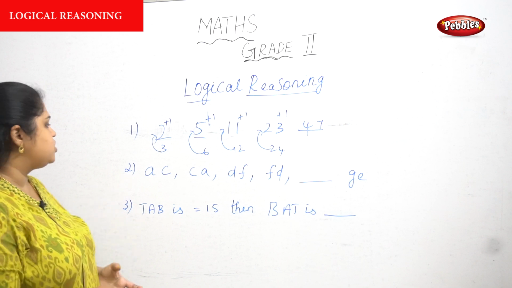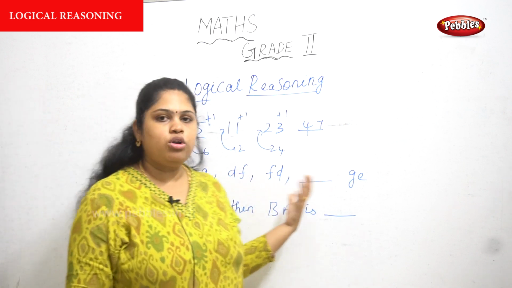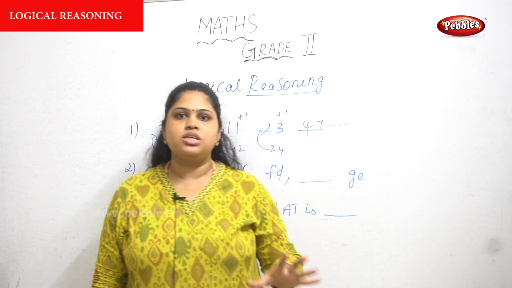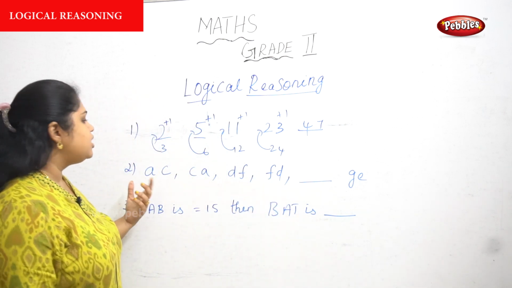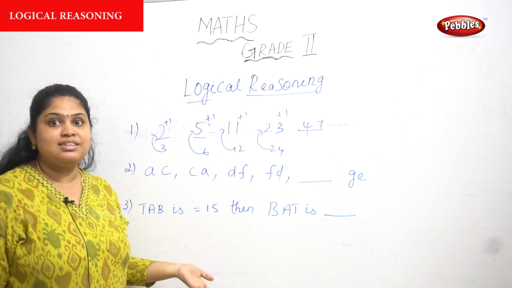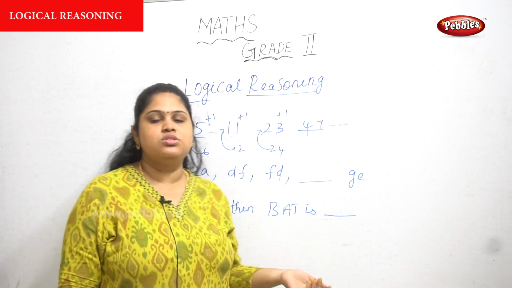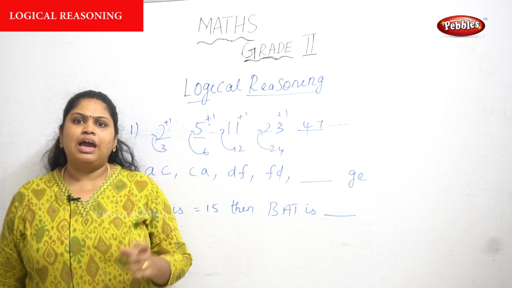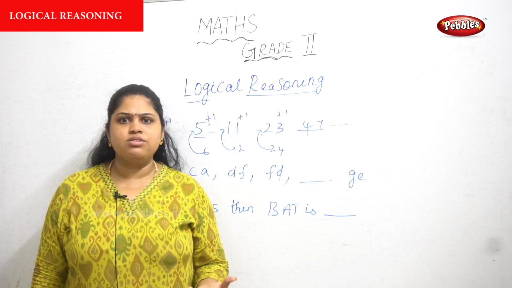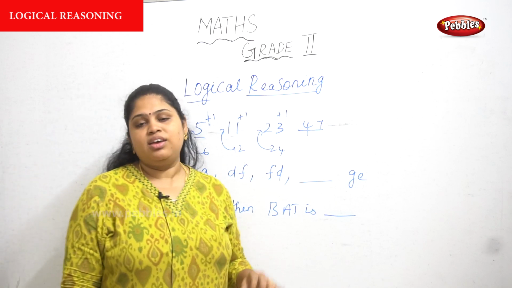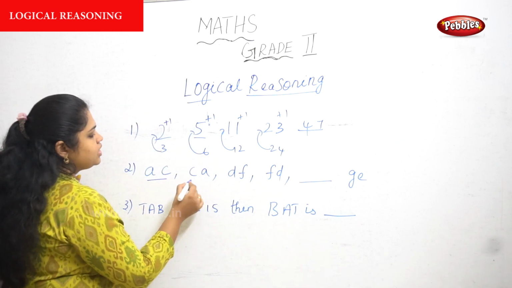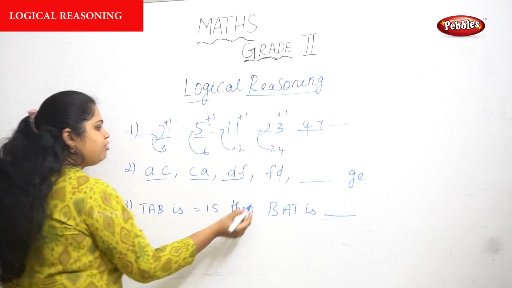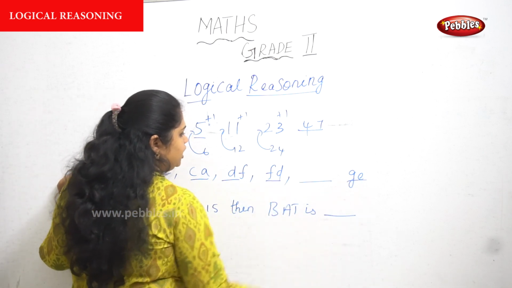Next, the second question. Before that, we have seen only numbers which have some logical reason behind them. Here it is all letters, so you can get a bit confused. How can you calculate or add? It also has some reasoning. Let's find it out: AC, CA, DF, FD and GE, EG.